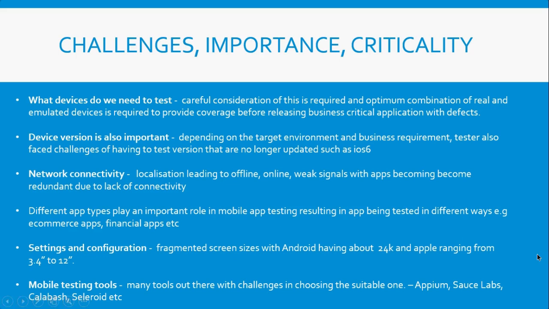Other things that you need to look out for is that there are so many tools out there. There are also challenges in choosing the suitable ones. We have Appium, SourceLab, Calabash, Celeroid, Beatbar. There are a couple, there are lots more. You can Google them just to find out the different types out there. But I think Appium and SourceLab are very popular and widely used for mobile testing. I know that.